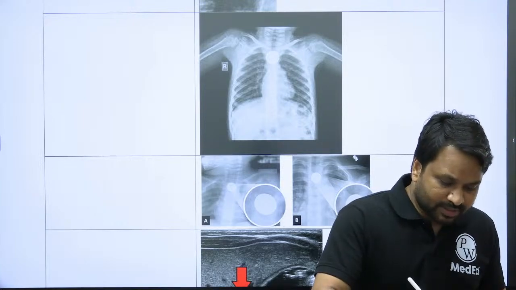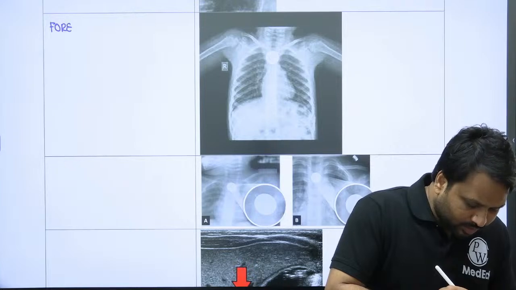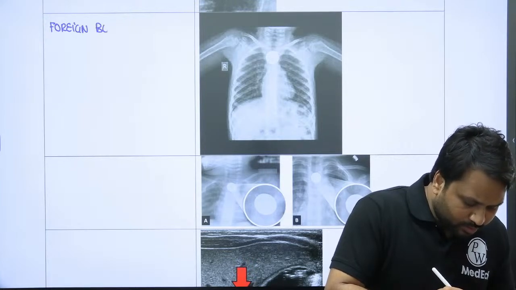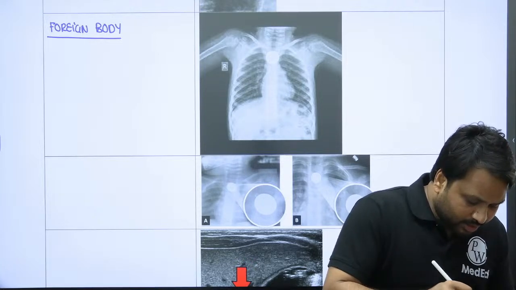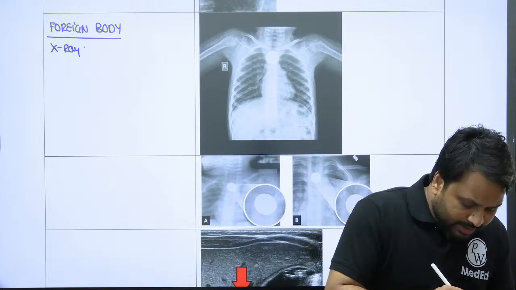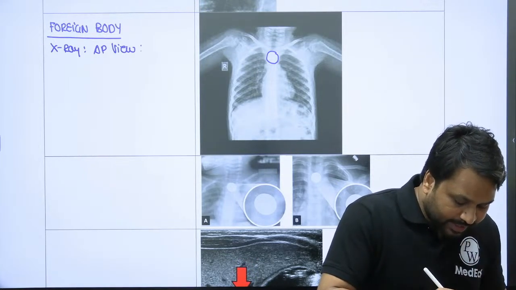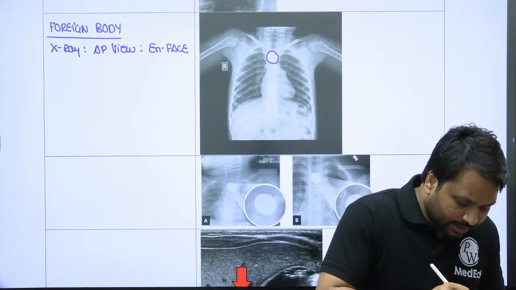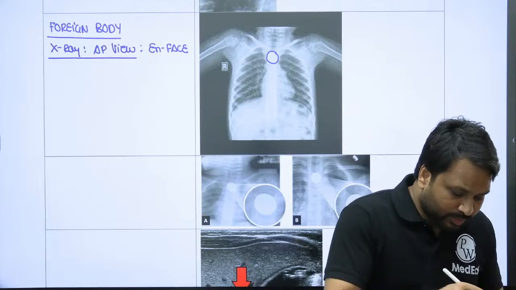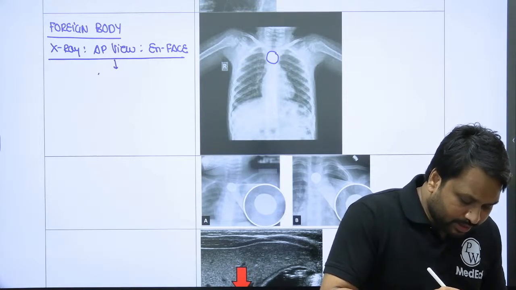So if there is presence of a foreign body and you get an X-ray done, let's say an AP view. In an AP view, if you see the entire face of the coin, it is what we call en face. If the coin is present en face in AP view, then it is going to be in the esophagus.